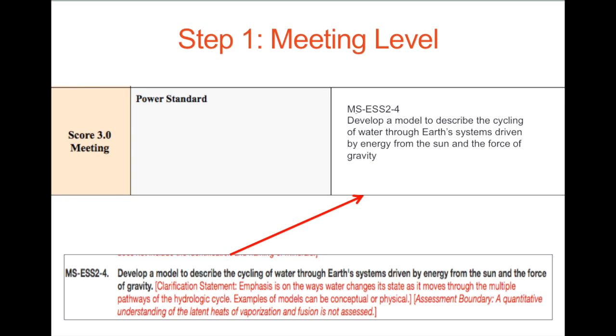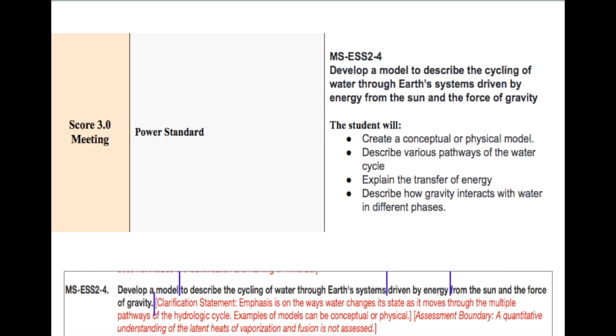I was able to identify and chunk 4 components within this power standard. I see that my students will need to develop a model, know how water cycles, and the role that the sun's energy and force of gravity play within the cycling. I am now going to unpack the 4 chunks I have identified within my power standard into skills that will be focused and taught to help students meet the comprehensive standard.